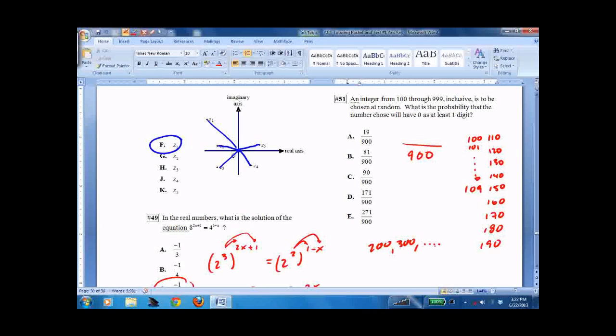So how many are there? Well, here there's 10 of them. 11, 12, 13, 14, 15, 16, 17, 18. There's 19 of them. And then it's in the 100 range, 200, 300, 400, 500, 600, 700, 800, 900, times 9. So there's 171 different ways that could happen.